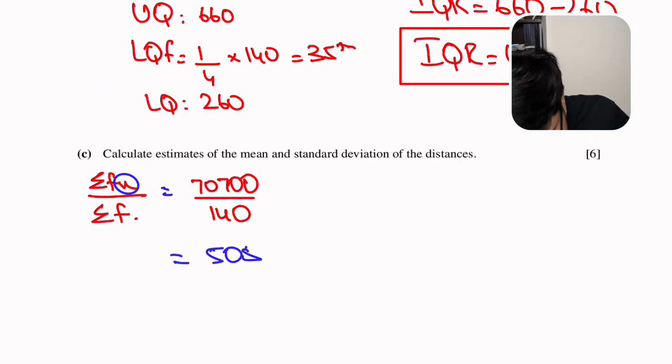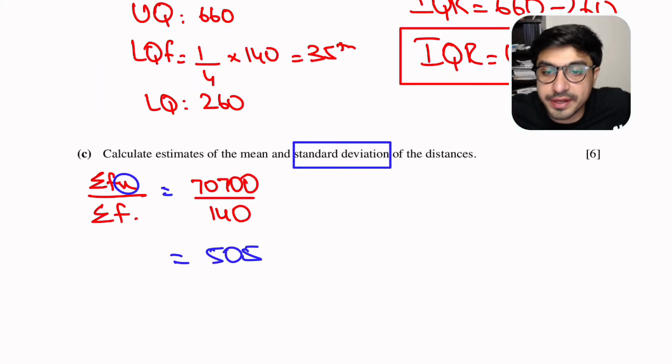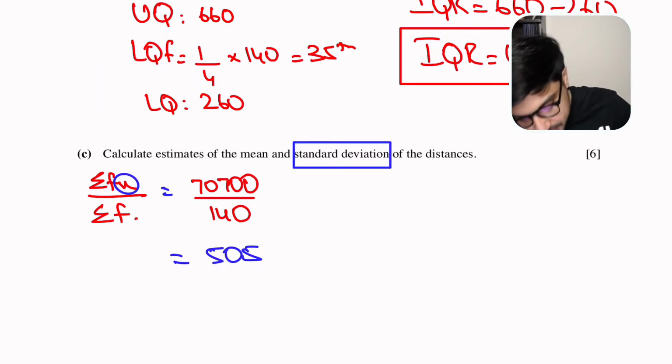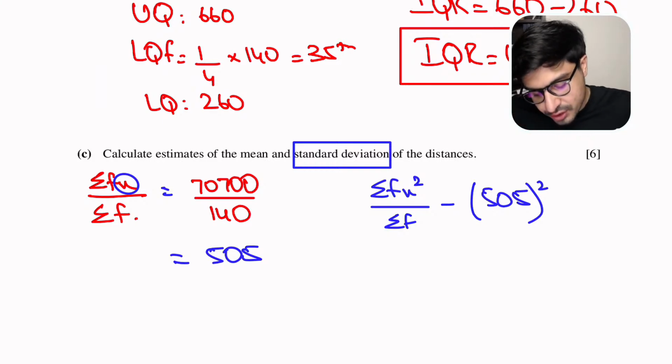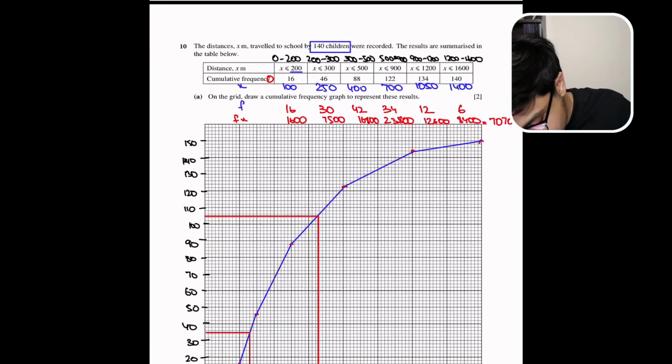Now comes the last part, and that is the standard deviation. So standard deviation is the square root of variance, right? So what is variance? The variance is the summation of fx square upon summation of f, minus the mean square, that is 505 square, right? So first of all, we'll have to figure out the x square values.